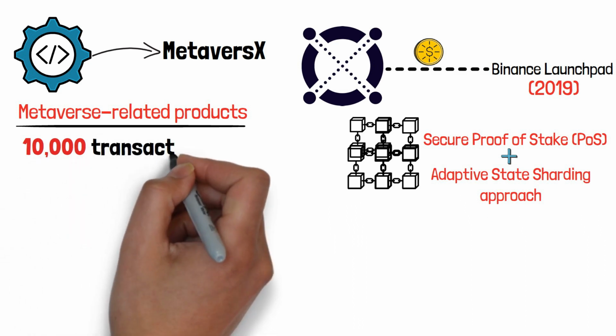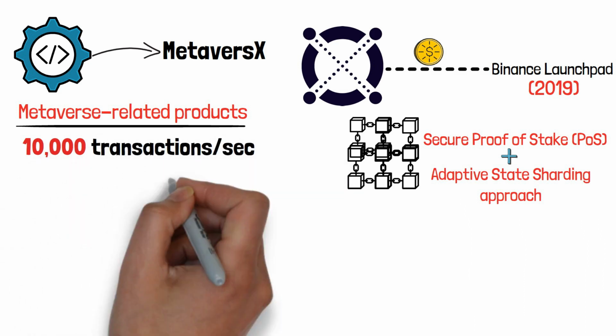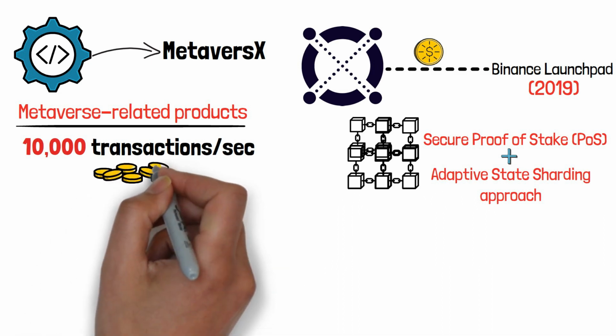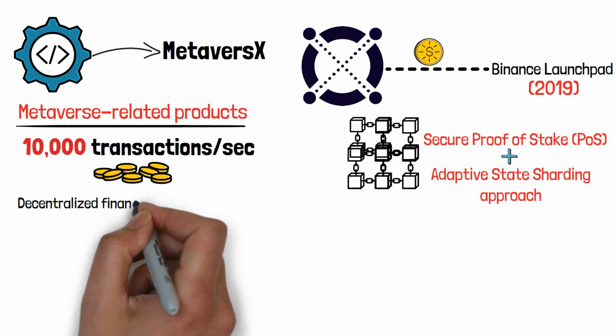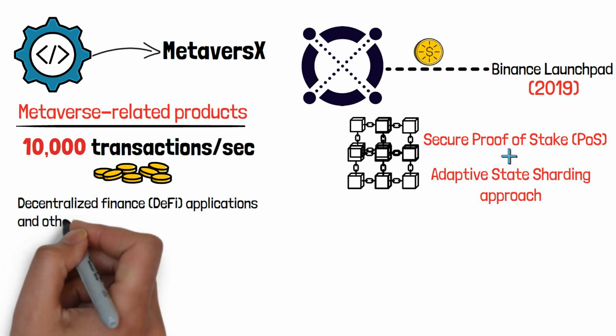With a capacity to process over 10,000 transactions per second, or TPS, at a low cost, Elrond has been ideal for decentralized finance, or DeFi, applications and other DApps.